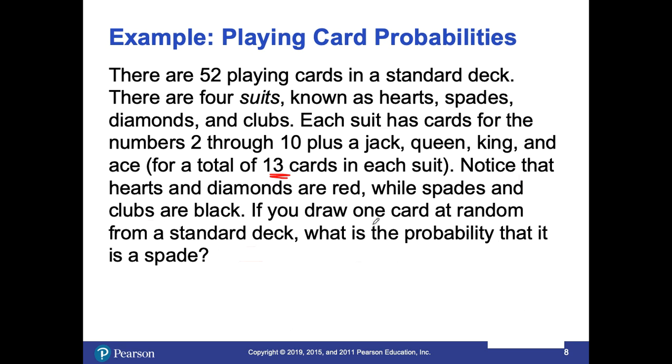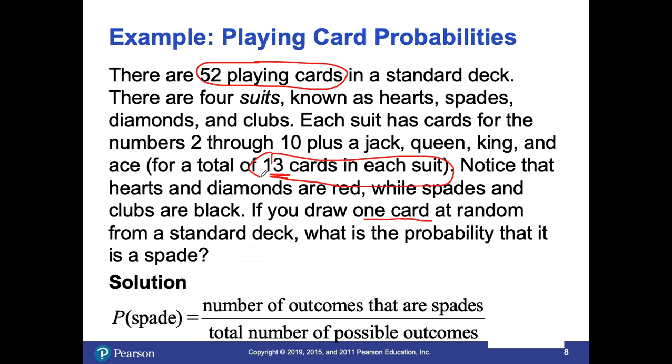Let's say you draw one card at random from the standard deck. What is the probability that it is a spade? So, well, there are 52 playing cards in the entire deck, right? And I'm going to pull one card out of the 52 cards of the standard deck. Pulling that one card out, what's the probability that it's going to be a spade? Well, again, there are 13 cards in each suit, spade being one of them, right?